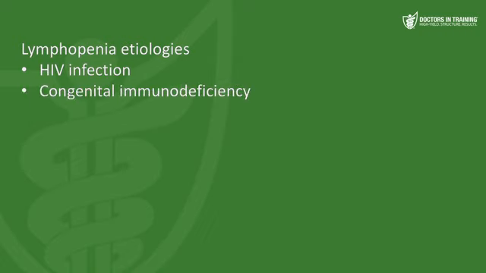Now, certain congenital immunodeficiency syndromes are also associated with lymphopenia, including SCID, severe combined immunodeficiency, and also DiGeorge syndrome. We're going to cover immunodeficiency syndromes in a separate video. And then again, you can see lymphopenia from radiation, from sepsis, and from corticosteroids.